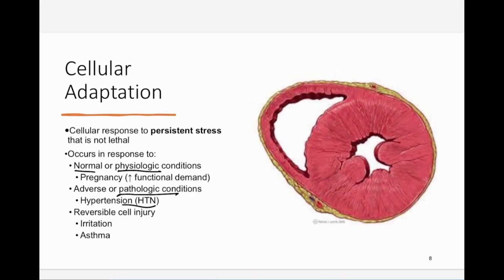Then we can also talk about it as far as, is it reversible cell injury? Can the cell recover from this? Asthma, irritation, those are examples of reversible. If you have asthma, you had a flare up for a little bit, but then it goes away. So it's reversible.